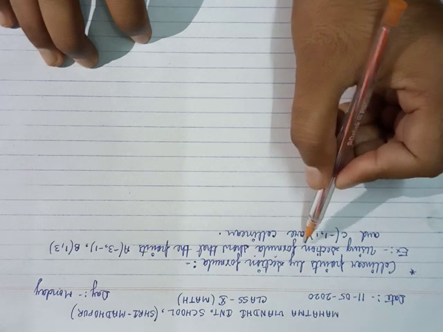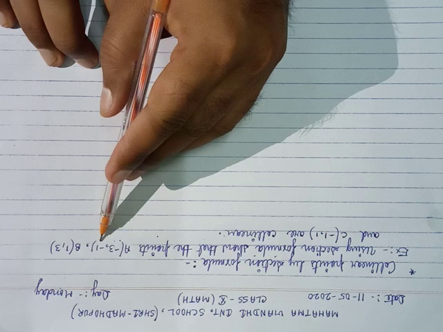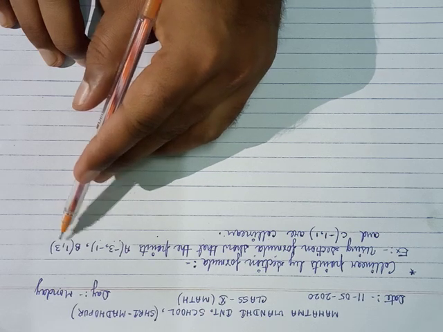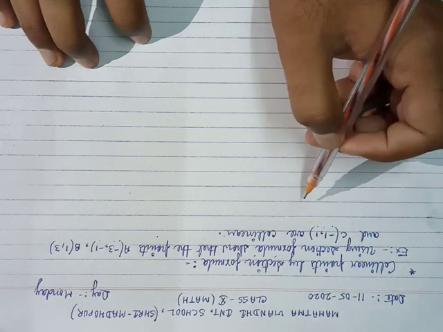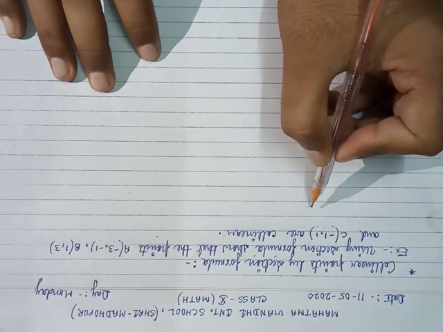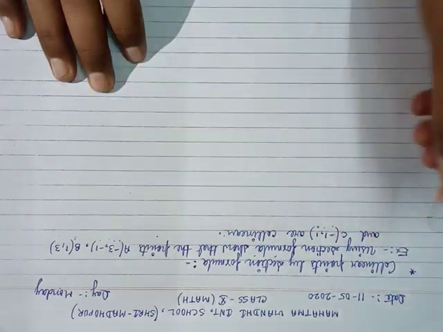Using the section formula, show that the points A, which has coordinates -3 and -1, point B, coordinates 1 and 3, and the third point C, coordinates -1 and 1, are collinear. Let us assume that point C lies between A and B.